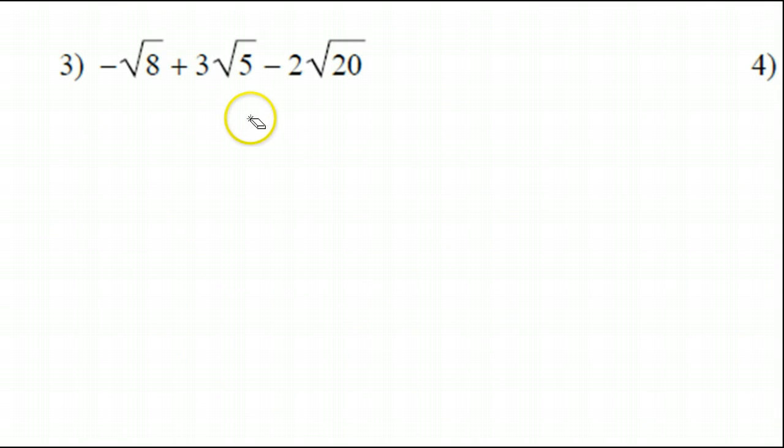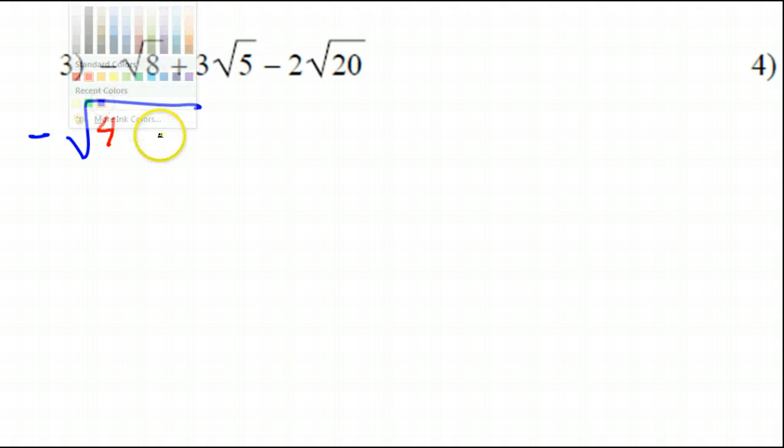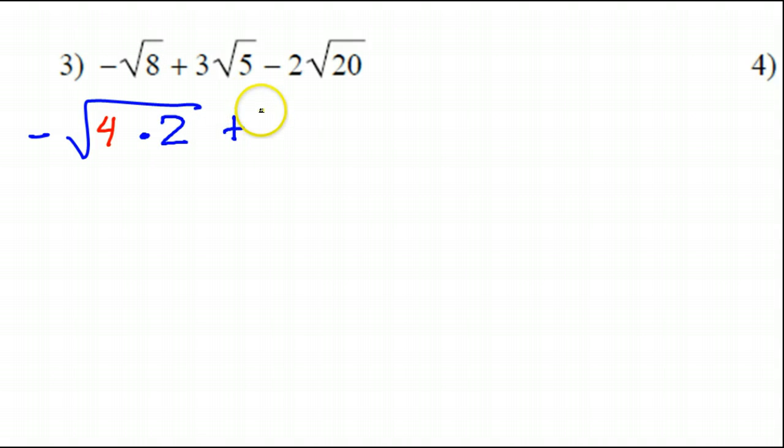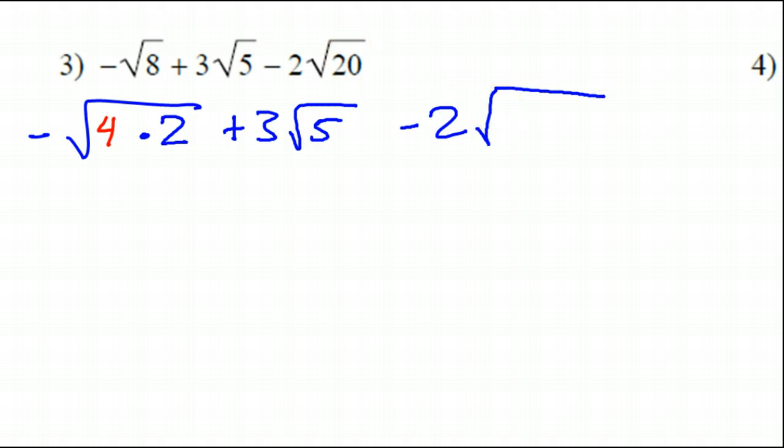Alright, for number 3, I'm going to do this really fast. It would work like this. 8, we're doing square root, so I need a perfect square. 8 is 4 times 2. Okay, keep that in mind. There's nothing I can do with the 3 square roots of 5. And then I've got my negative 2. Now 20 is 4 times 5. Okay, so I can put 4 times 5. Okay, so everything in blue is going to stay like it is.